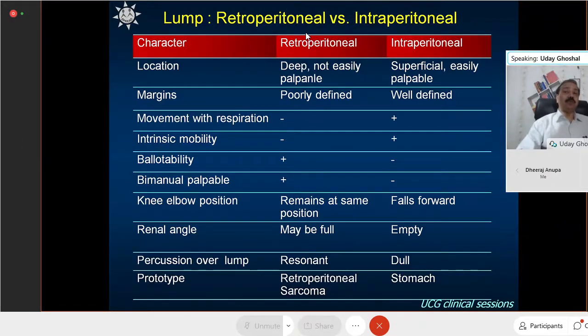It was falling forward in knee elbow. It was moving intrinsically very well. So this is an intraperitoneal lump. Percussion over a lump in retroperitoneal is resonant because retroperitoneal is behind the peritoneal reflection. I'll show you, and in front of that is the bowel, whereas intraperitoneal will be dull.